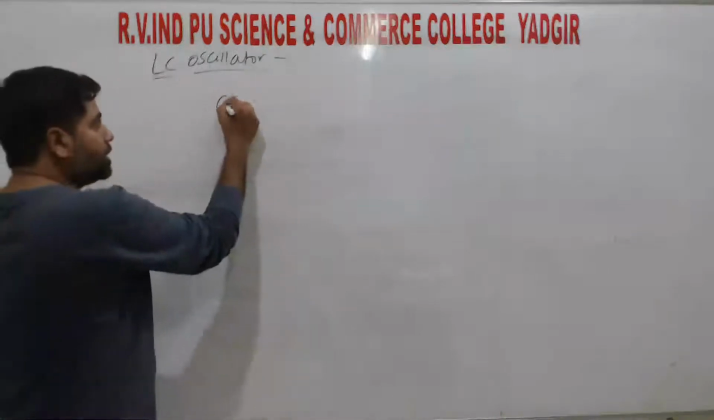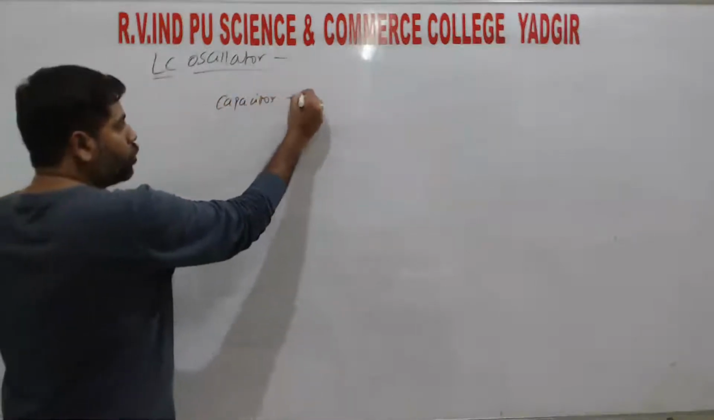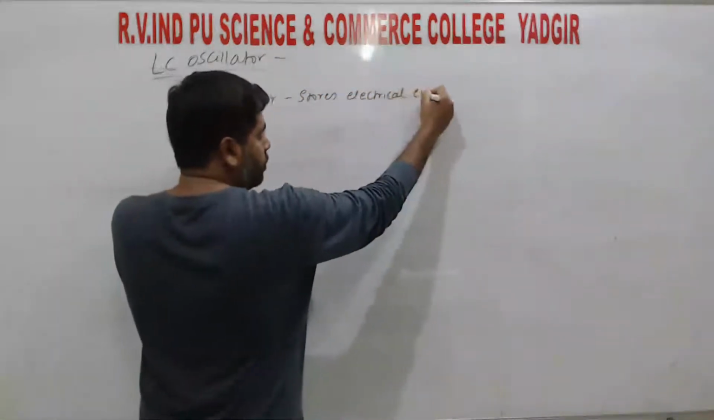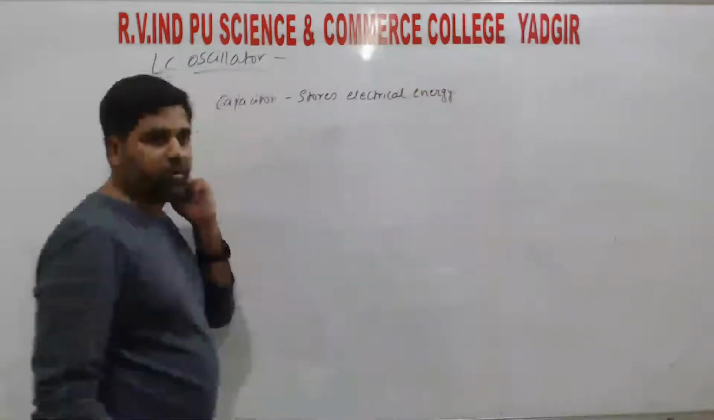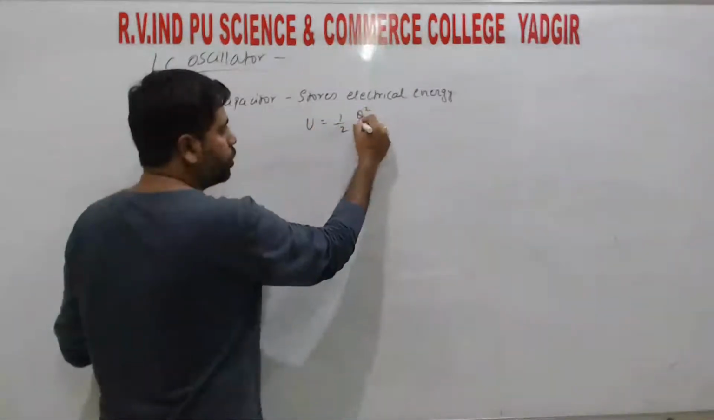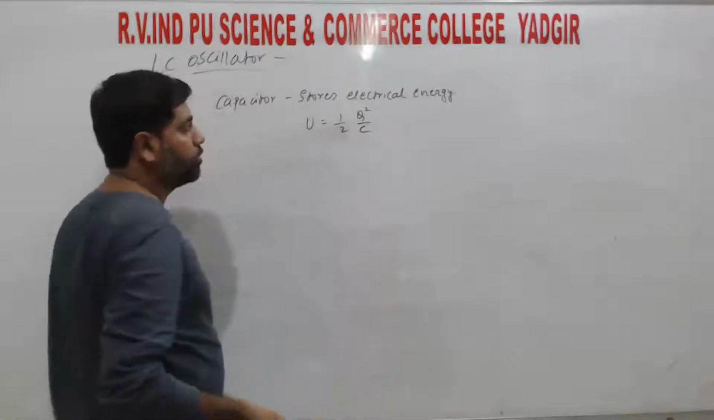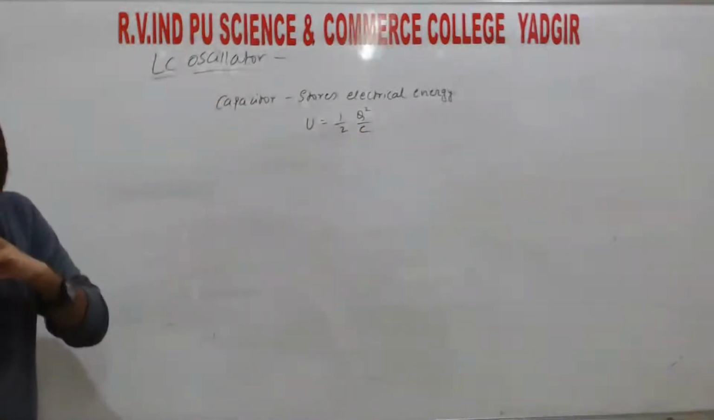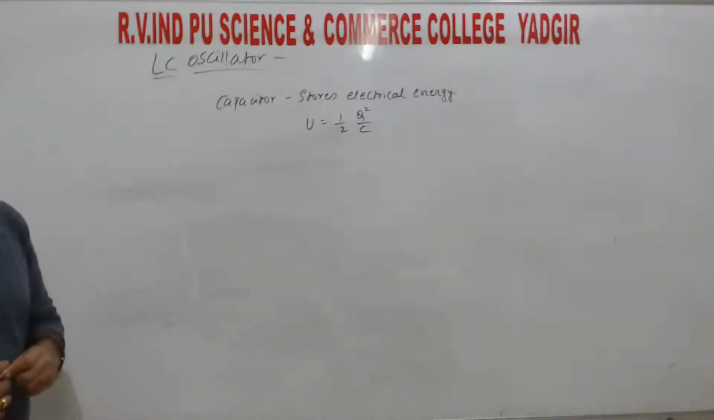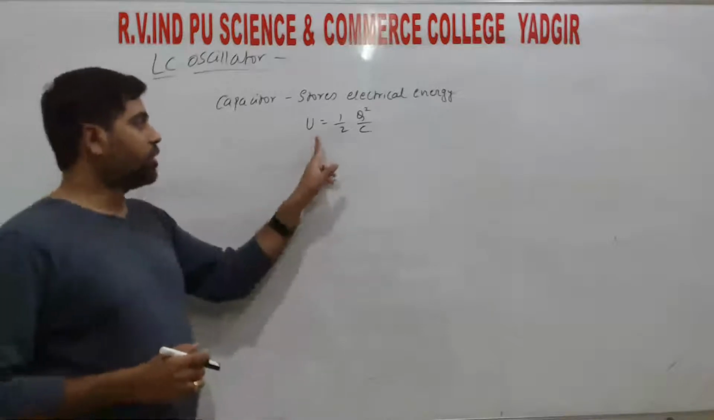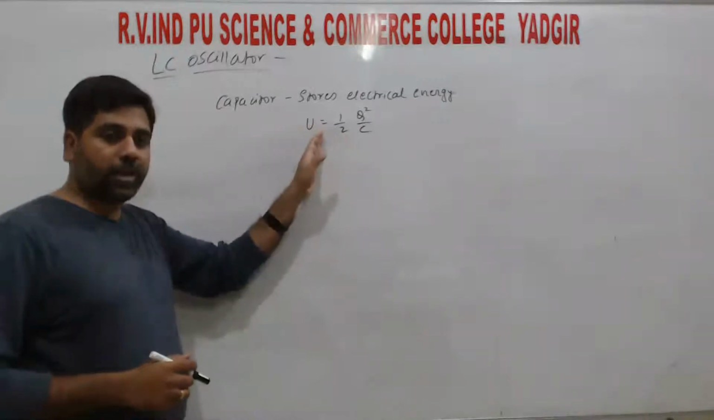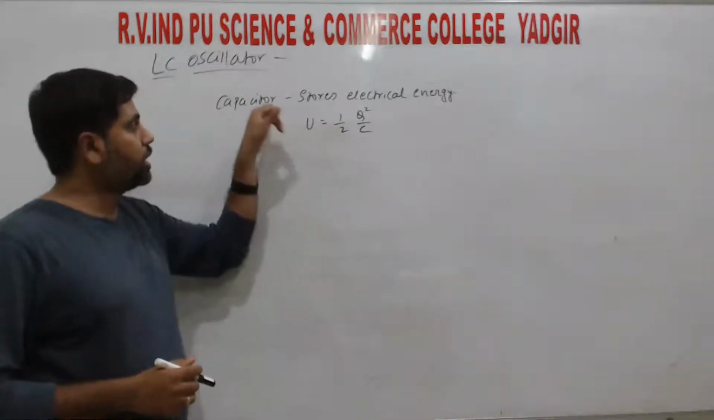So we know a capacitor stores electrical energy. In the previous chapter we studied that a capacitor stores electrical energy, and U is equal to 1 by 2 Q square divided by C, right? So this is the energy stored in the capacitor. We also derived this in the last chapter. So this is the energy which is stored in the capacitor.